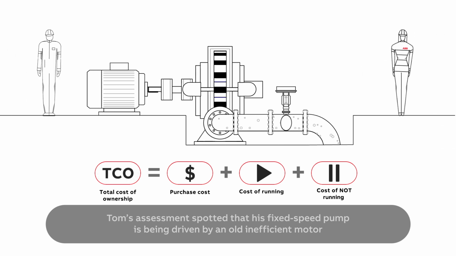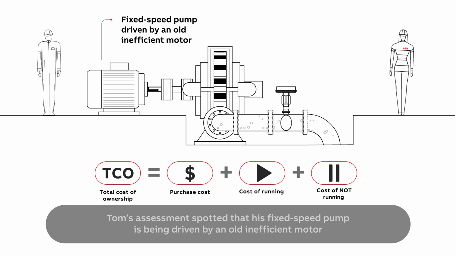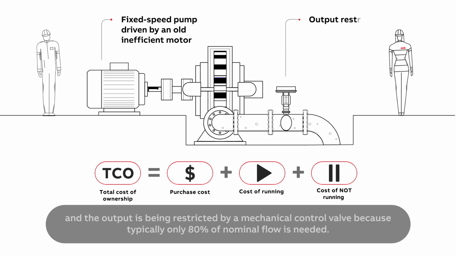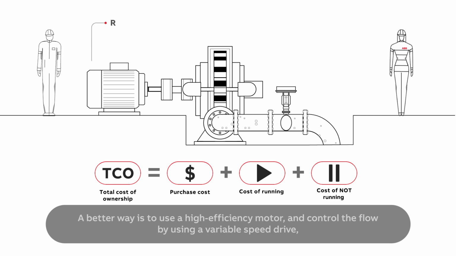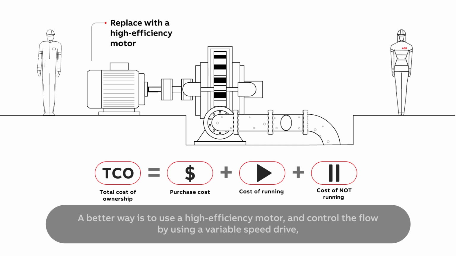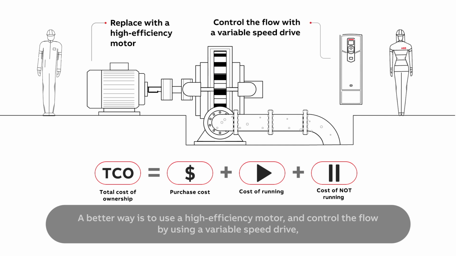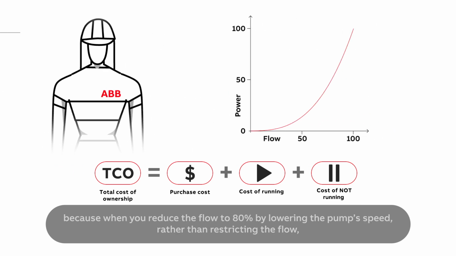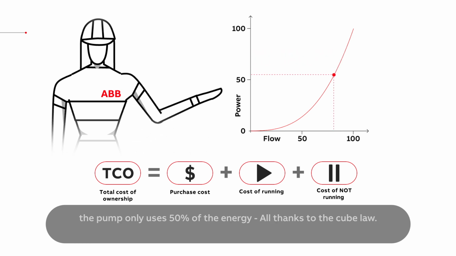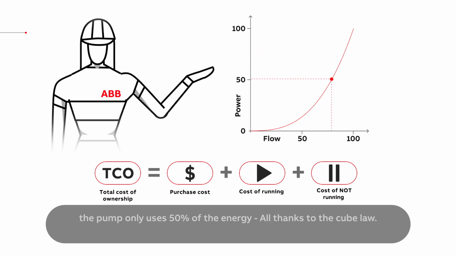Tom's assessment spotted that his fixed-speed pump is being driven by an old, inefficient motor, and the output is being restricted by a mechanical control valve, because typically only 80% of nominal flow is needed. A better way is to use a high-efficiency motor and control the flow by using a variable speed drive, because when you reduce the flow to 80% by lowering the pump speed, rather than restricting the flow, the pump only uses 50% of the energy, all thanks to the cube law.